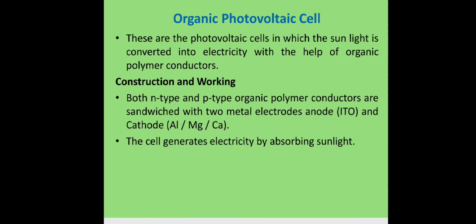Later, the organic photovoltaic cell. These are photovoltaic cells in which sunlight is converted into electricity with the help of organic polymer conductors. Construction and working. Both N-type and P-type organic polymer conductors are sandwiched between two metal electrodes: anode, ITO, and cathode, aluminum, magnesium, calcium. The cell generates electricity by absorbing sunlight.